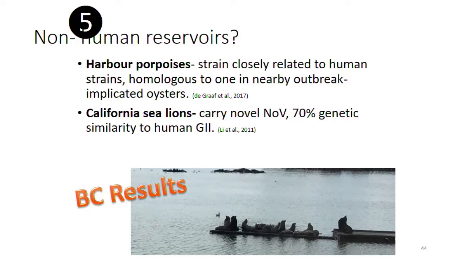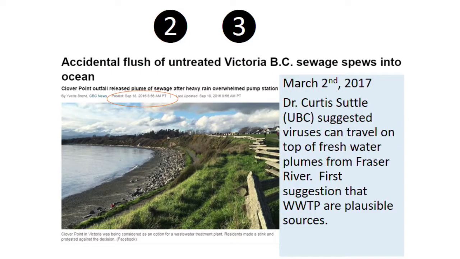So although it looks convincing that there's sea lions all over the shellfish rafts out in the ocean, they're really not contributing norovirus. That's not where norovirus is coming from. So where is it coming from?